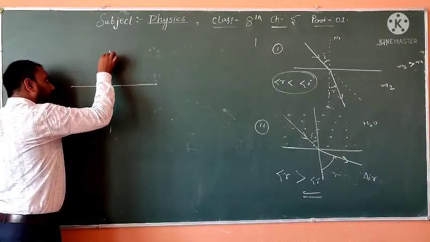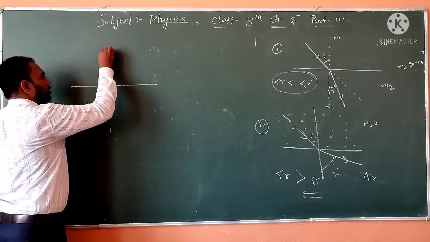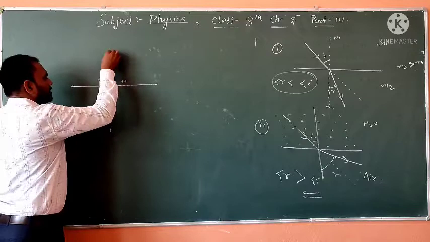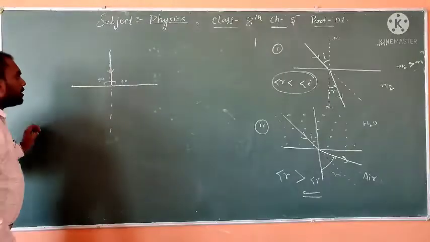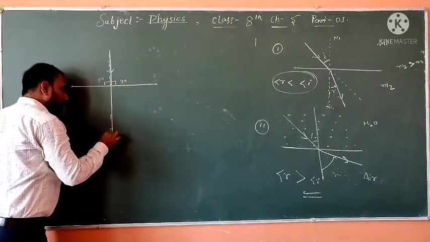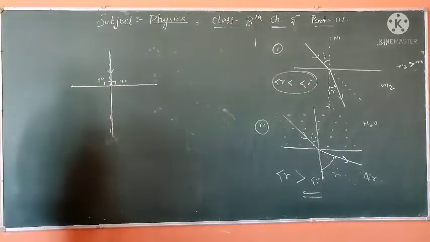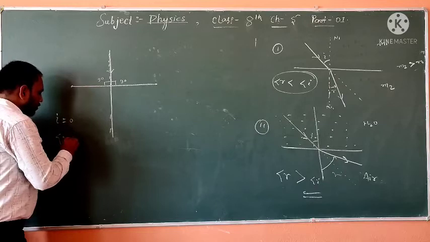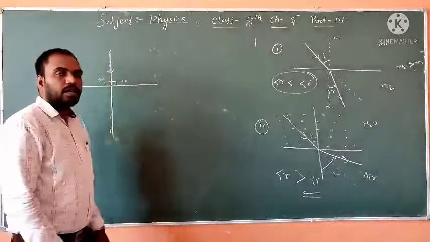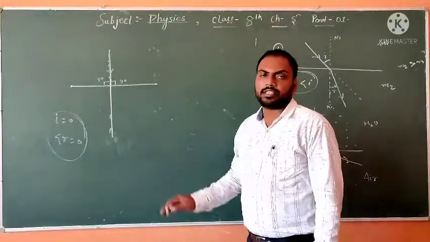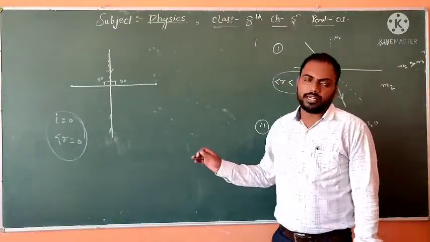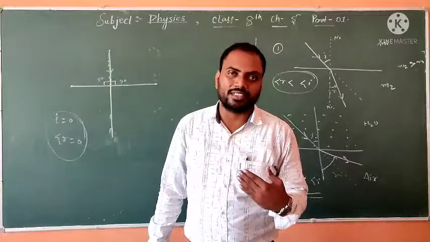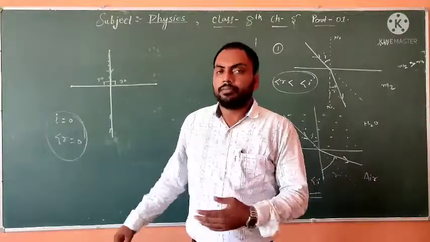If light falls along the normal, making 90 degrees to the interface, this is the incident ray. What happens? Light will pass directly without bending, because the angle of incidence is 0, so the angle of refraction will also be 0. I will talk about it later when we discuss the laws of refraction. I hope you understand these terminologies and this topic.